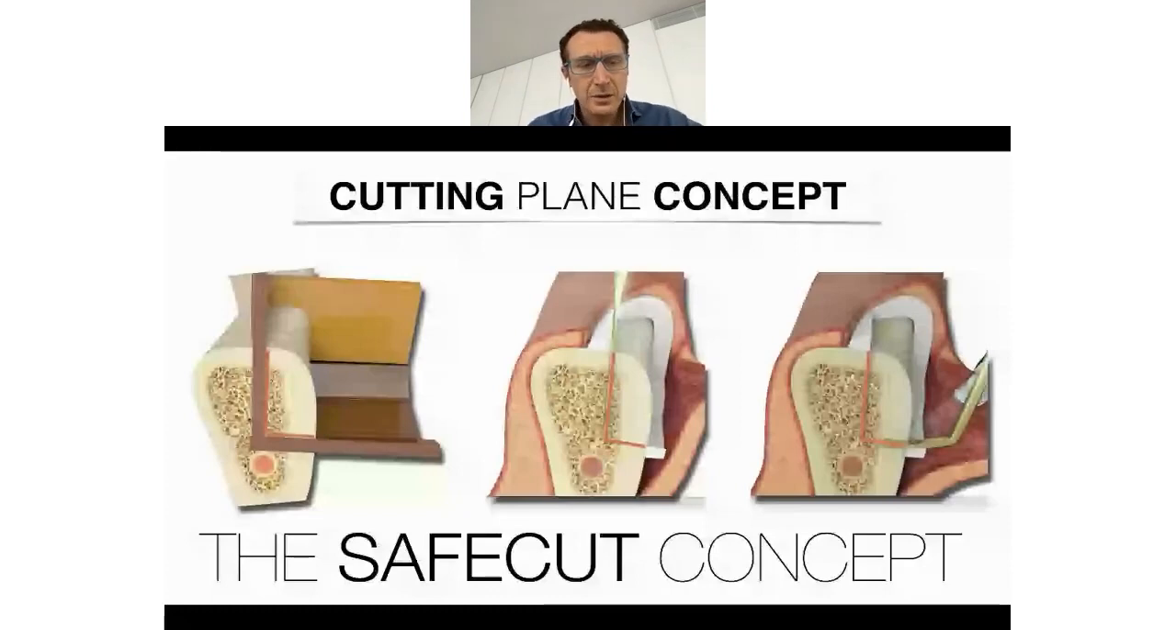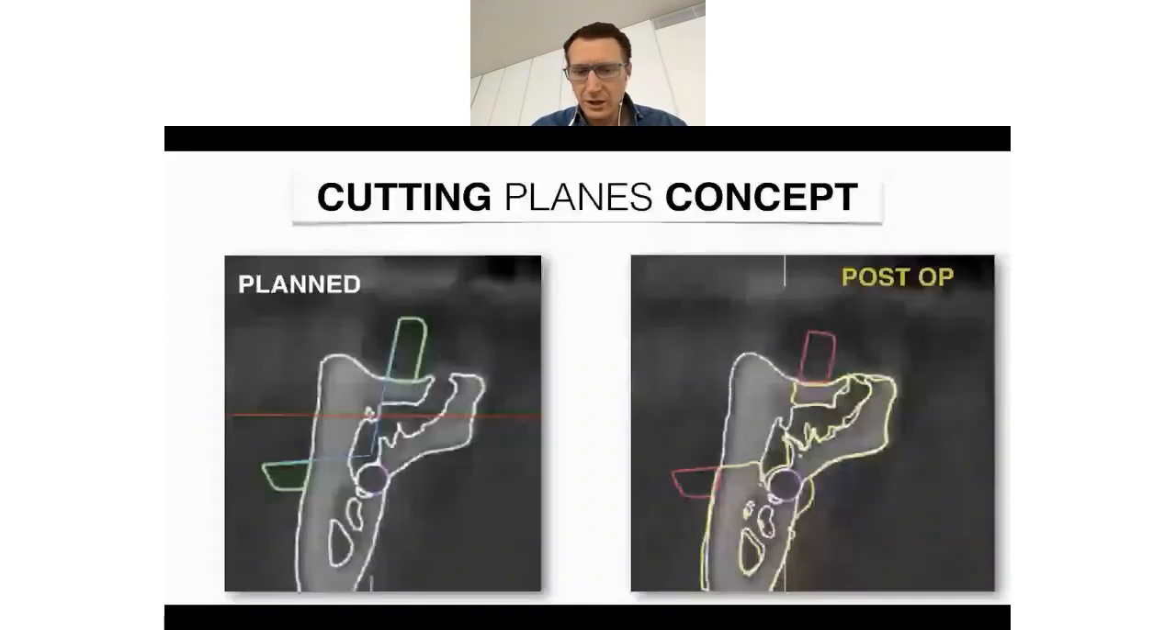So the concept, which is the safe cut protocol and safe cut concept, is starting analyzing the defect, understand how much bone do we need to perform the augmentation. Then we're going in the retromolar area. We selected the osteotomy cuts, which are corresponding to osteotomy planes, and the outside projection of these osteotomy planes are going to be translated into the surgical template.